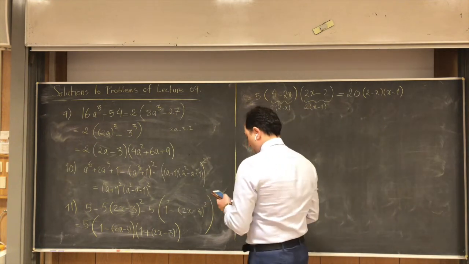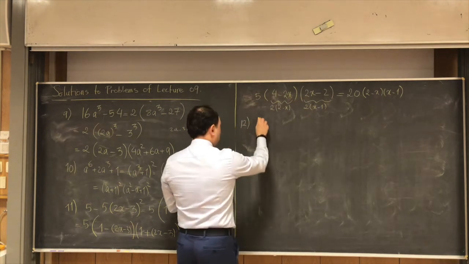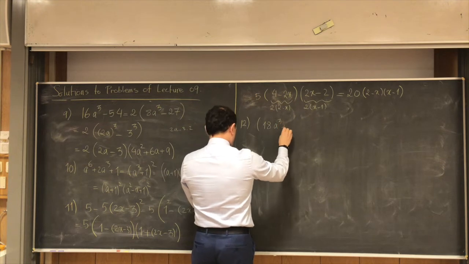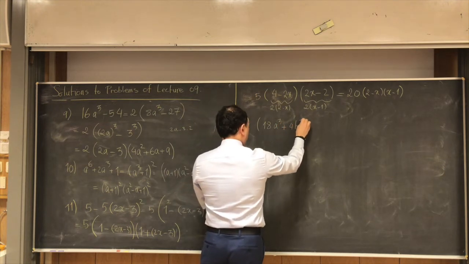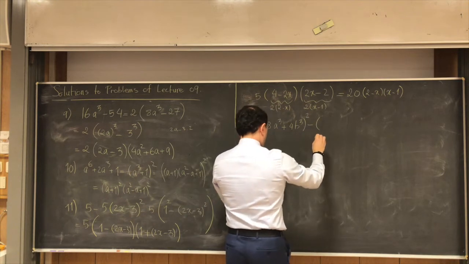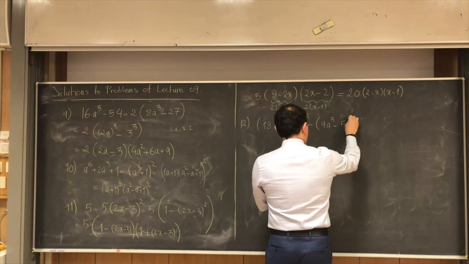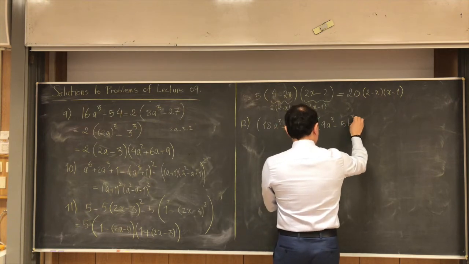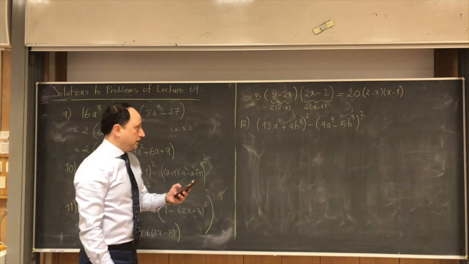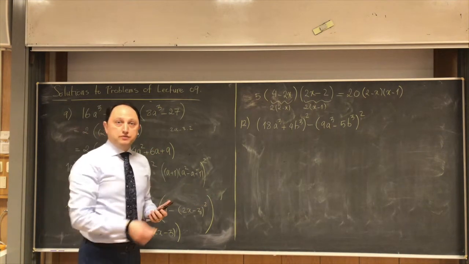So let me just do number 12. Number 12 is this expression: 18a to the 3 plus 4b to the 3, all to the power of 2, minus 9a to the 3 minus 5b to the 3, all to the power of 2. Double check. Yes. So we want to factorize this.